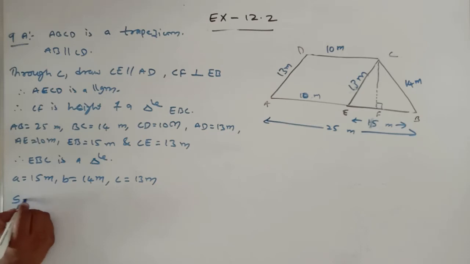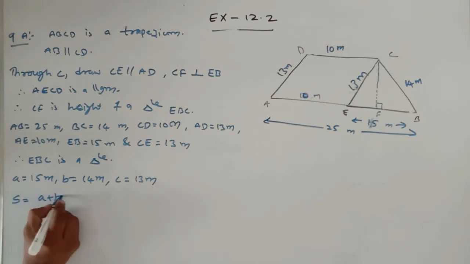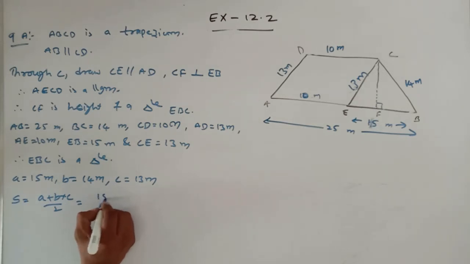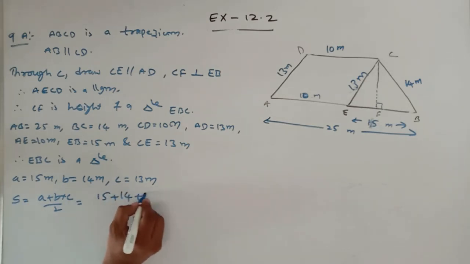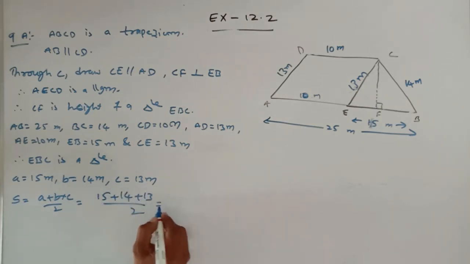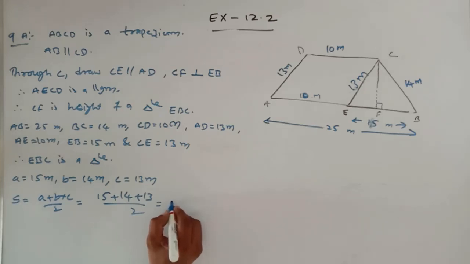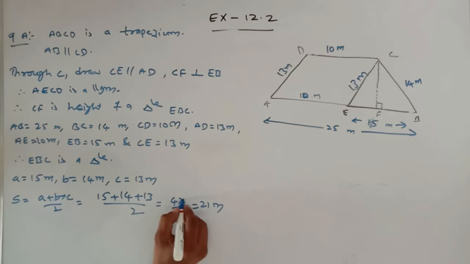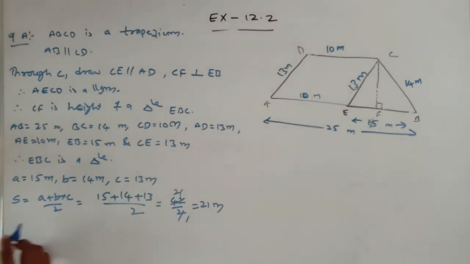Now I am going to calculate the semi-perimeter, that is a plus b plus c by 2. s is equal to a plus b plus c by 2, that is 15 plus 14 plus 13 by 2 is equal to 42 by 2, equal to 21 meters.